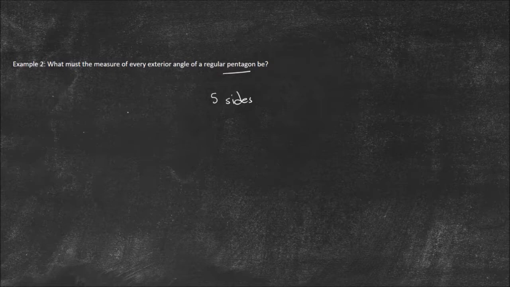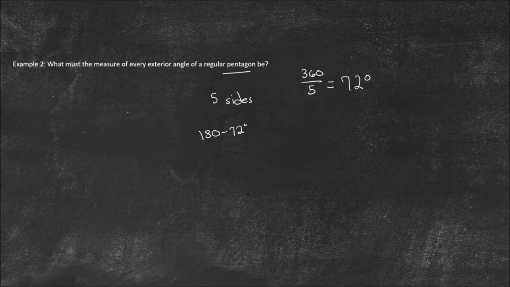So if I'm figuring out what must the measure of every exterior angle in a regular pentagon be, it must just be 360 divided by 5, which equals 72 degrees. So that's what the measure of every exterior angle will be. What if it said every interior angle? Well, I would do 180, that new formula, 180 minus 72 degrees, and I would get 108 degrees.